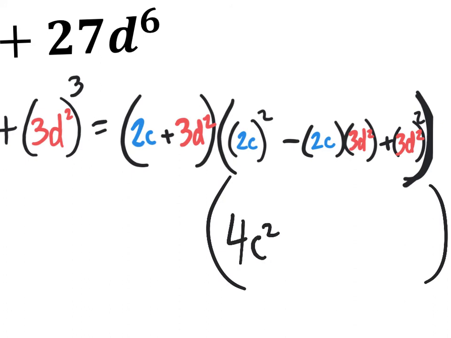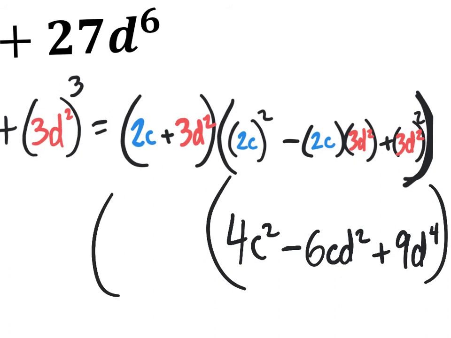All right, now the middle term, the minus, 2 times 3 is 6. C times d squared, just put in alphabetical order, c d squared. And last but not least, plus what? Come on, people. Wakey, wakey. What's 3d squared to the second power? Okay, I'm just going to say it. 9d to the fourth, right? 9d to the fourth.